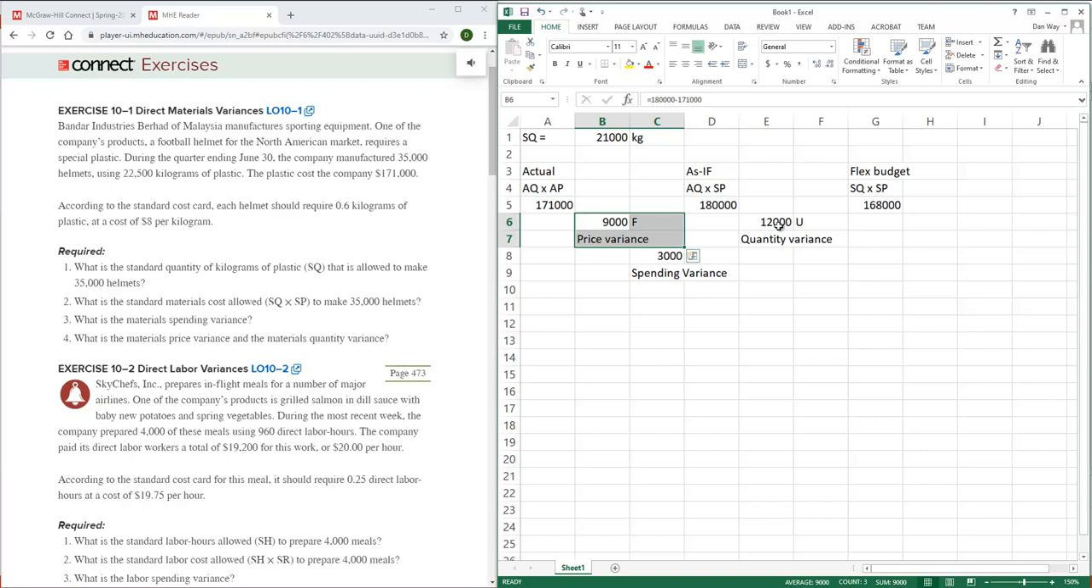On the other hand, I had an unfavorable variance related to quantity. So I used more plastic than I should have to make these 35,000 helmets. So maybe I had some waste, or maybe I had to make an interim change to add additional material to make them somehow safer, and we hadn't had a chance to account for that in this period, or some other difference related again to that usage of the amount of plastic needed. And that's it for exercise 10.1.